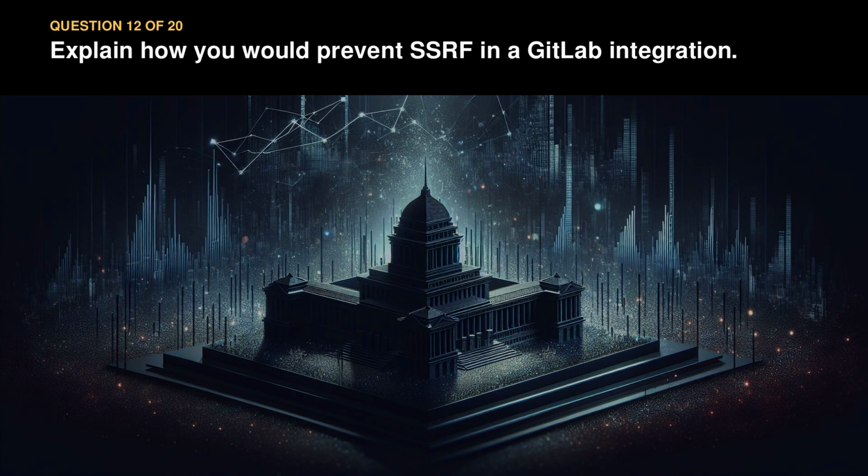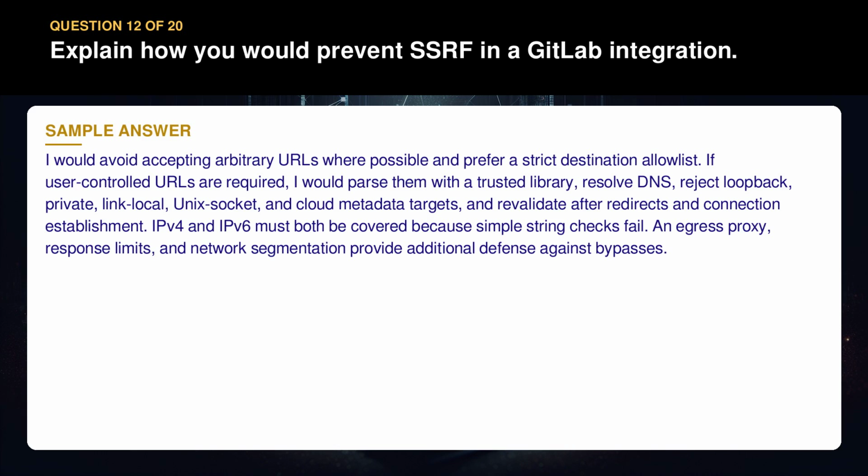Question 12. Explain how you would prevent SSRF in a GitLab integration. I would avoid accepting arbitrary URLs where possible and prefer a strict destination allow list. If user-controlled URLs are required, I would parse them with a trusted library, resolve DNS, reject loopback, private, link local, Unix socket, and cloud metadata targets, and revalidate after redirects and connection establishment. IPv4 and IPv6 must both be covered because simple string checks fail. An egress proxy, response limits, and network segmentation provide additional defense against bypasses.